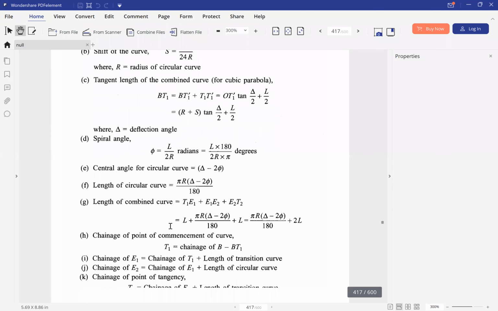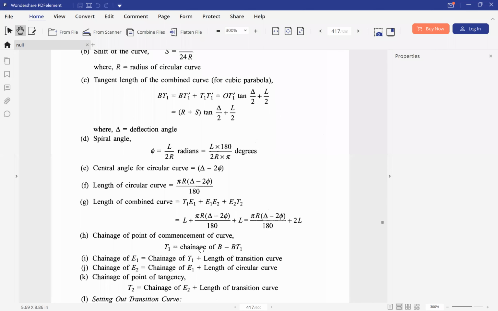Then we have the length of the combined curve. We know that it's a combination of two transition curves and the circular curve in the center. So capital L, that is the length of the first transition curve, plus pi R (delta minus 2 phi) by 180, that is the length of the circular curve in the center, plus L, that is the length of the second transition curve. So this is the combined length of the combined curve. Then we have the chainage of the commencement of the curve, that is the starting point of the curve, that is T1.